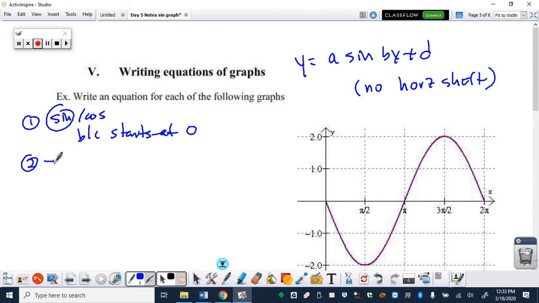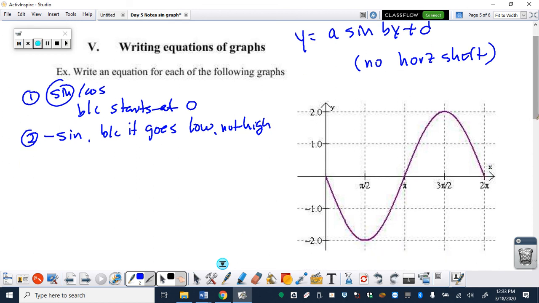And it's going to be a negative sine, because it goes low, not high. So notice that at pi over 2, it's going down to negative 2 instead of going to positive 2, so that tells me that's going to be a negative sine. We are 2 units away from the midline, so that means the amplitude is equal to 2.